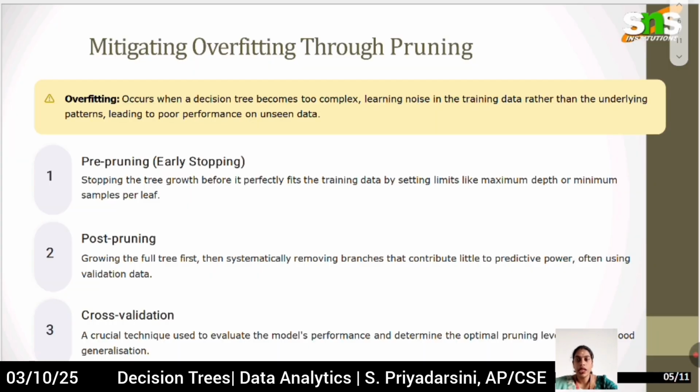Next, we will see about mitigating overfitting through pruning. One of the biggest challenges with decision trees is overfitting, when the model becomes too complex and starts learning noise instead of meaningful patterns. To prevent this, we use pruning techniques. There are two types: pre-pruning or early stopping, where we stop growing the tree beyond a certain depth or maximum number of samples per node, and post-pruning, where we build the full tree first, then remove branches that don't add value. We also use cross-validation to find the optimal pruning level, ensuring the model generalizes well to new data.